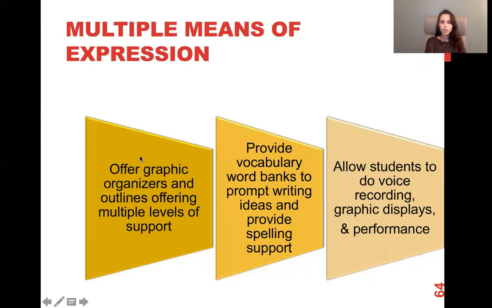Multiple means of expression. You can offer graphic organizers. You can give them word banks if they're supposed to do a writing assignment, where you can give them prompts for writing ideas and support. You can allow students to do voice recordings, graphic displays, performances.